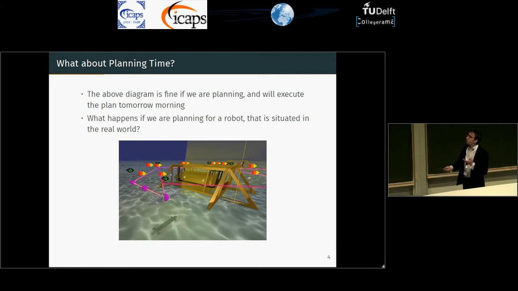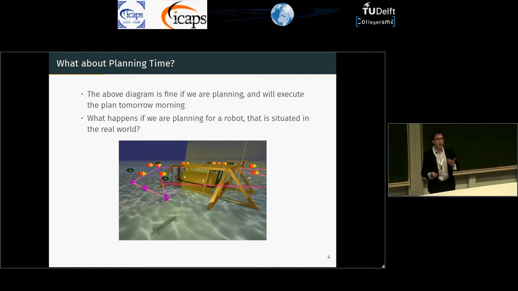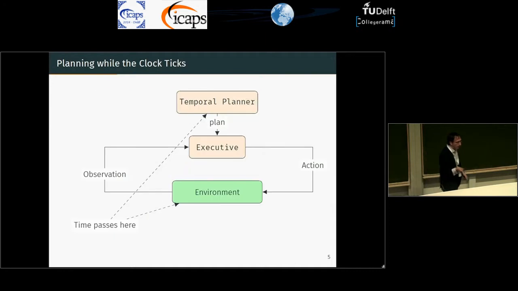But what if we have a situation like this, where we have a robot in the real world, and it will arrive at some situation, observe the state of the world, and then it needs to make a plan and execute it? We can't actually find a plan ahead in that situation. And planning while the clock ticks, the title of the paper, we're dealing with a situation like this. So now we have time passing explicitly in the planner itself and in the environment. So instead of just in the environment, we actually need to think about how long it's taking to plan.